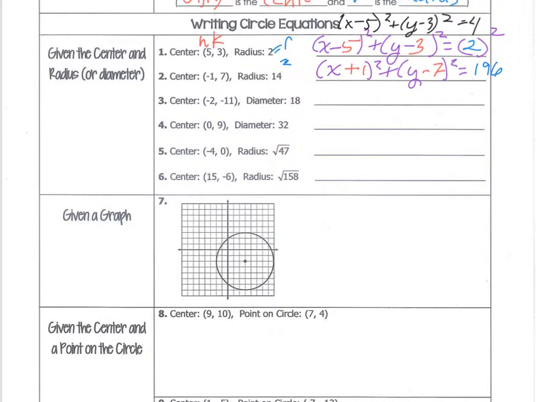All right, so number 3 is slightly different. What's the difference between 1 and 2 and number 3? What do you see that's different between these two? They give you the diameter. So what do I really want? If the diameter is 18, what is the radius? 9, right? All right, so then you go ahead and set up your equation for number 3.